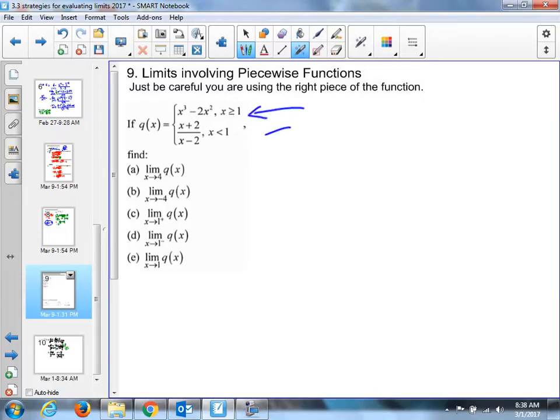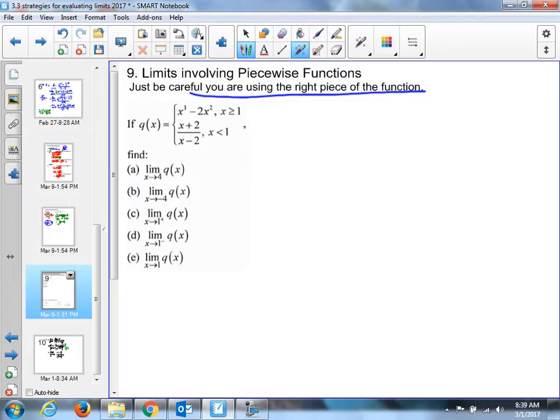Welcome aboard. Okay, two chunks here. Piecewise. This piece is for values that are bigger than or equal to 1. This rational portion is for values that are smaller than 1. So, a couple things. Main thing is you're using the right piece of the function. Let's take a look at A.